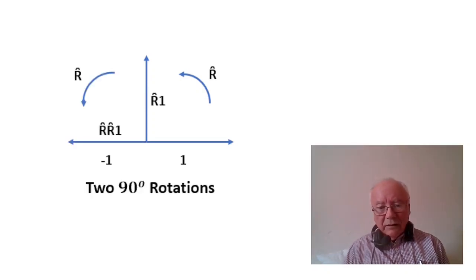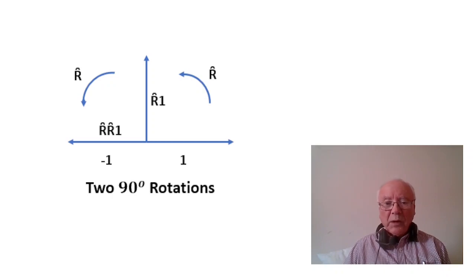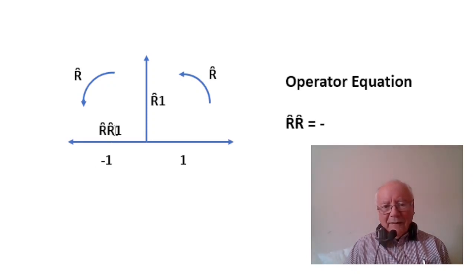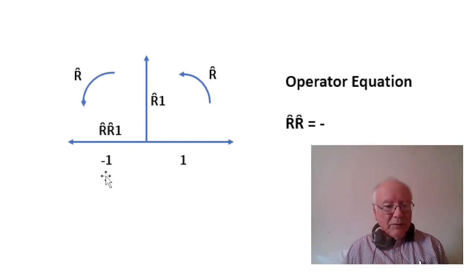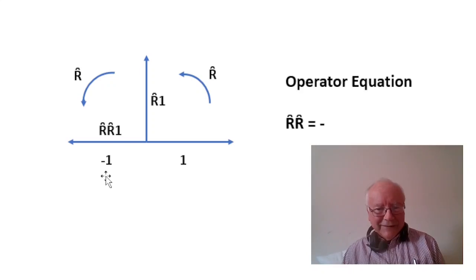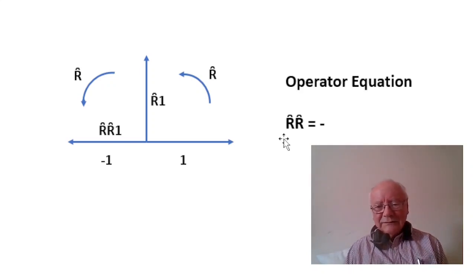Now Wick said there's nothing to stop you doing the rotation twice. So R1 gets you to here, and then RR simply means that you're doing it twice. So that gives you 2 Wick rotations. And the beauty of this is that the 2 rotations, you end up with -1. If you start with +1 and you rotate 90 degrees twice, you end up with -1, which gives you the remarkable operator equation, RR is equal to minus.